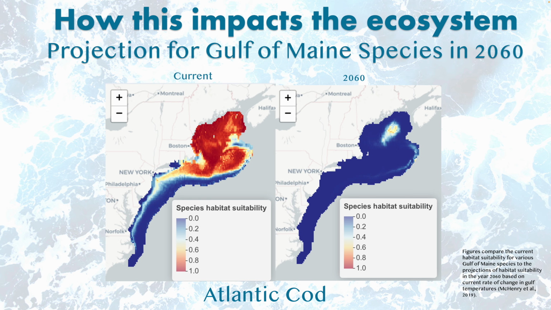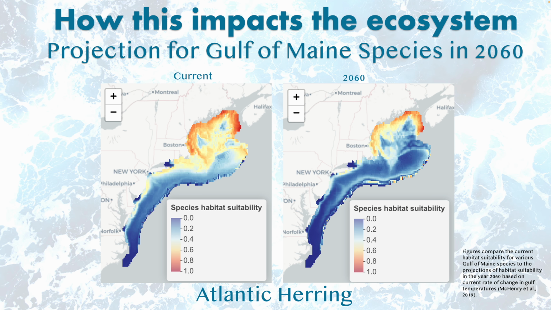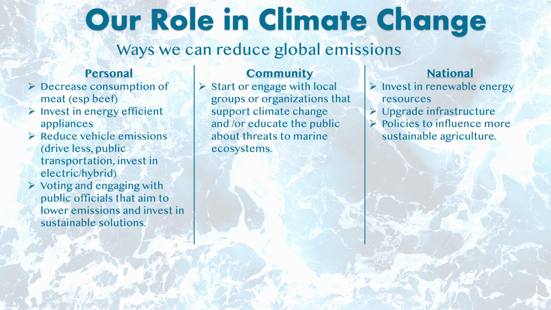For the Atlantic cod, there was projected to be no areas of high suitability, with only small areas in the north of the Gulf with intermediate suitability and many areas of low suitability. Lastly, for the Atlantic herring that is already struggling in this environment, there will be even less suitable habitat in 2060. So how can we act to slow the impact of climate change?